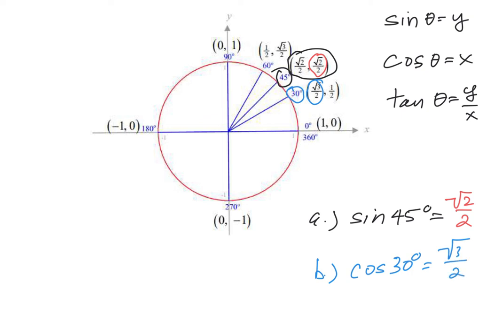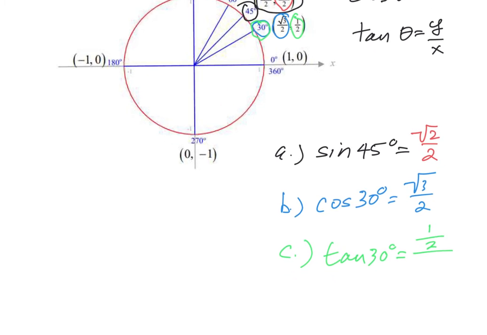Okay? Back to the diagram, tangent of an angle is equal to the y divided by the x. So here, tangent of 30, circled in green, is equal to the y value of 1/2 divided by square root of 3 over 2. So tangent of the angle, 30 degrees, is equal to 1 over 2 divided by square root of 3 over 2.